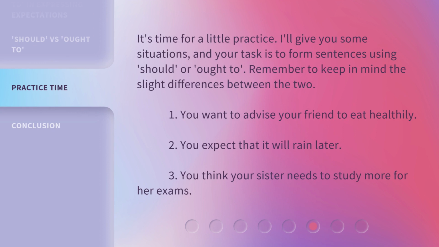It's time for a little practice. I'll give you some situations, and your task is to form sentences using should or ought to. Remember to keep in mind the slight differences between the two. 1. You want to advise your friend to eat healthily. 2. You expect that it will rain later. 3. You think your sister needs to study more for her exams.